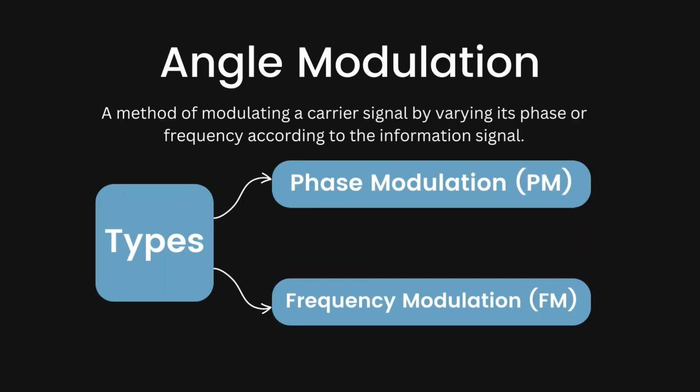Next type is angle modulation. Angle modulation is a method of modulating a carrier signal by varying its phase or frequency according to the information signal. According to the definition, we can tell there are two types of angle modulation. The first is phase modulation, PM, and the second one is frequency modulation, FM.